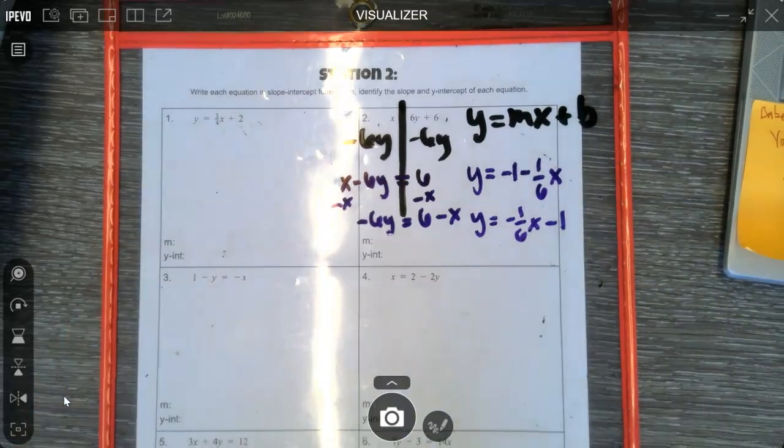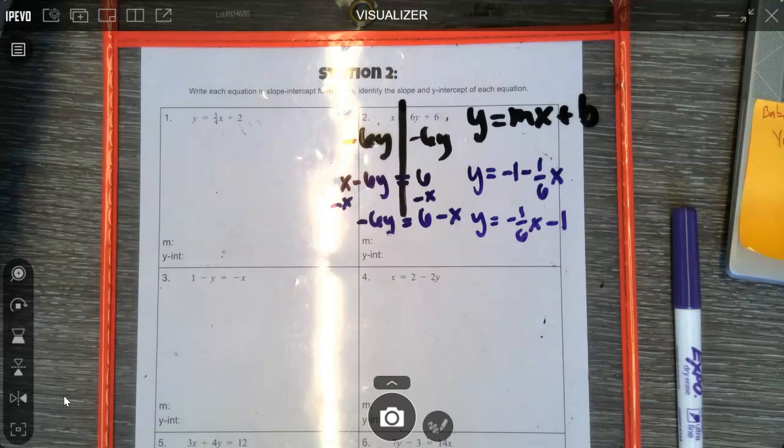Okay, these are going to be the toughest station, I'm pretty sure. So if you want to only pick 3 out of the 6, I'm not mad about it. Okay, you don't need to do all 6, but pick 3, check in with your neighbor, make sure you're right.